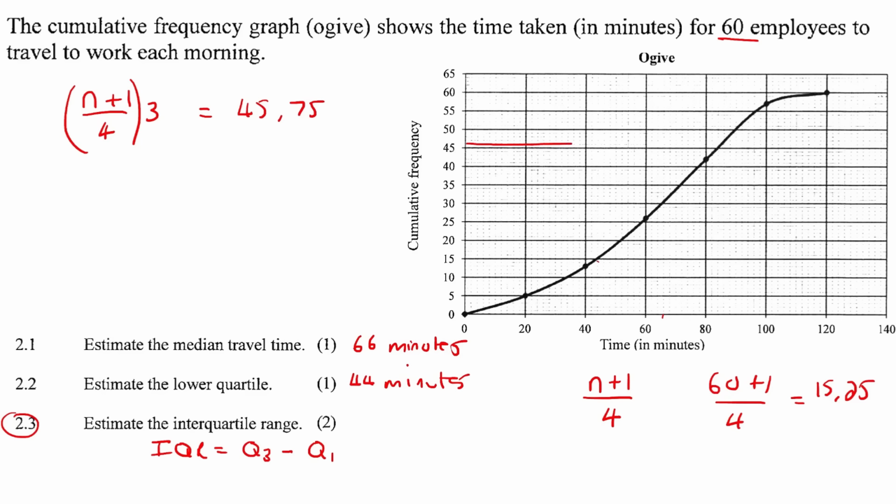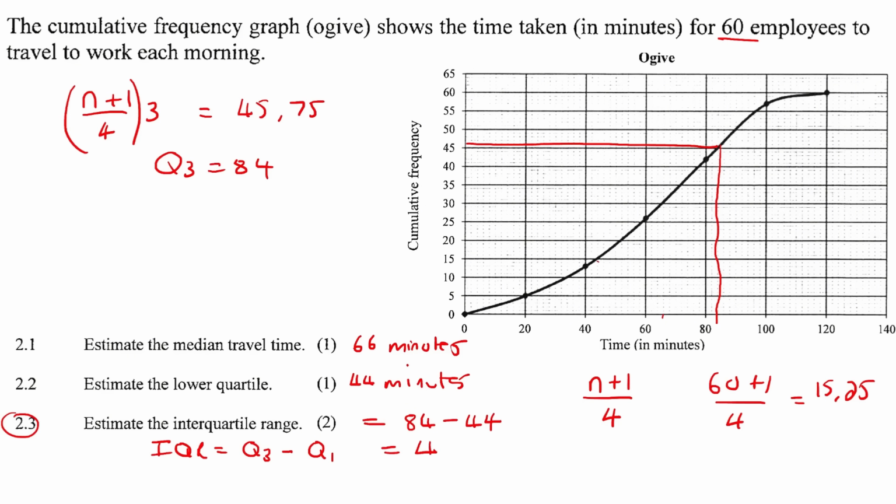And you would go with a ruler about there. And then you'd go down, and I would get about 84. So I would get Q3 as 84. And then we can work out the interquartile range by saying Q3 minus what we got for Q1, which is your lower quartile, and you get 44.